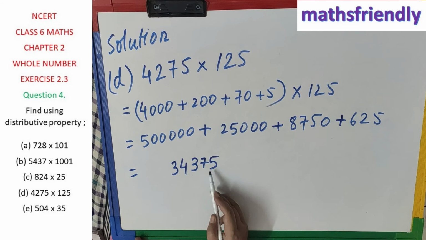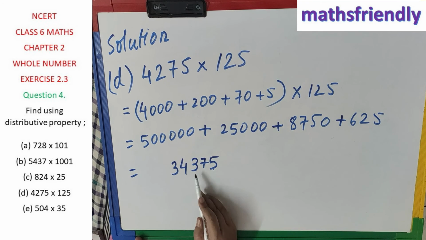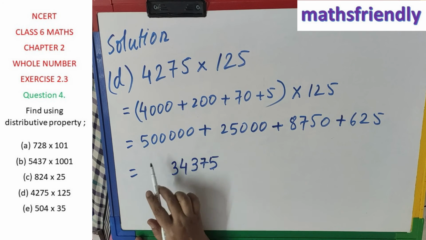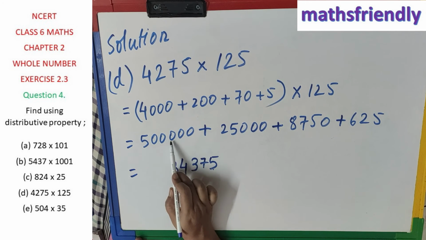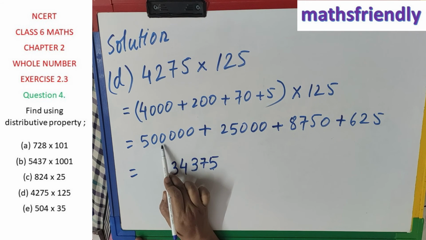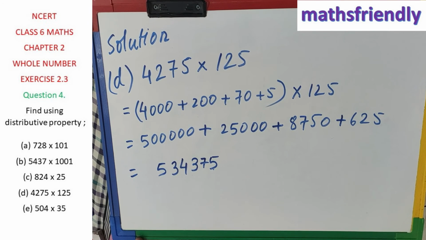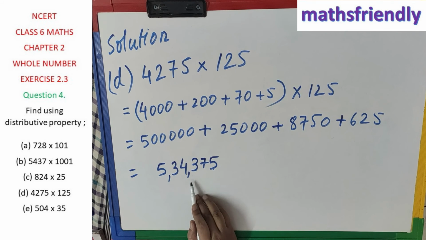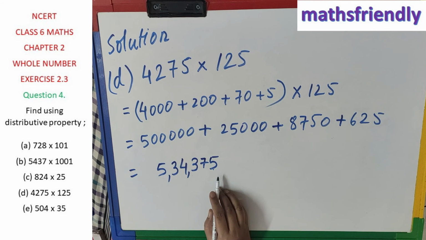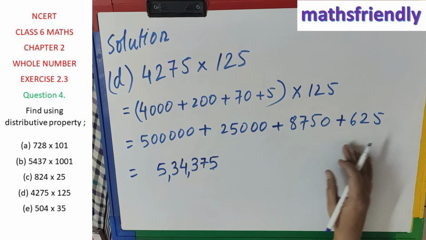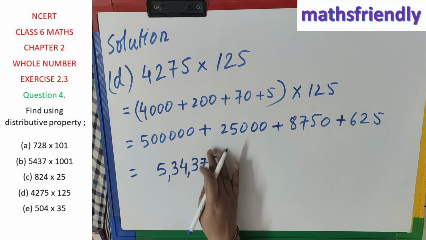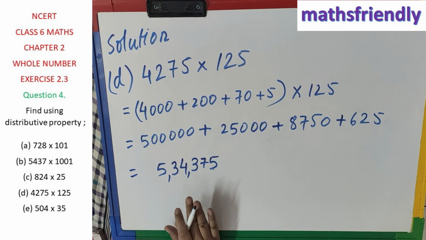Now which is left? Ones, tens, hundreds, thousands, 10,000s. Okay, so 10,000s is over. Now what is left? Only 5 is left. So what will be the answer? The answer will be 5,34,375. So there is no need to do this addition in the rough space, you can do it directly in the fair space.